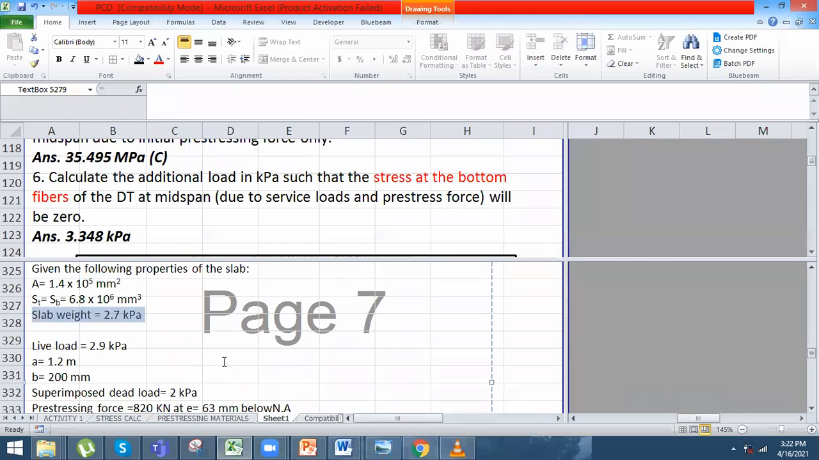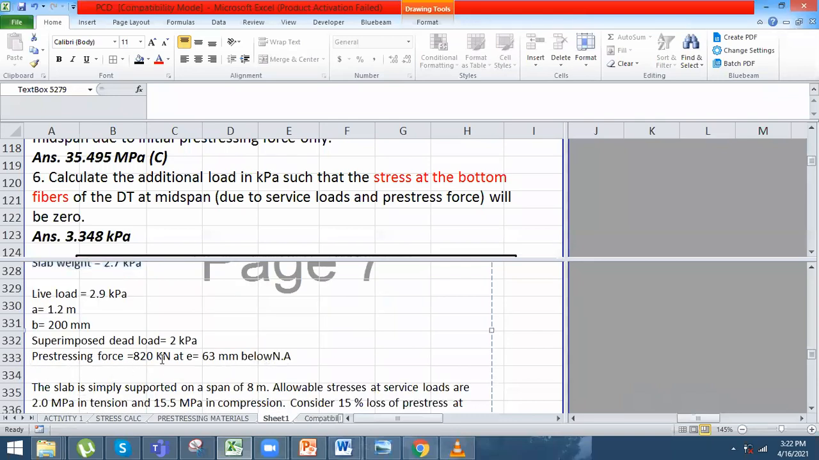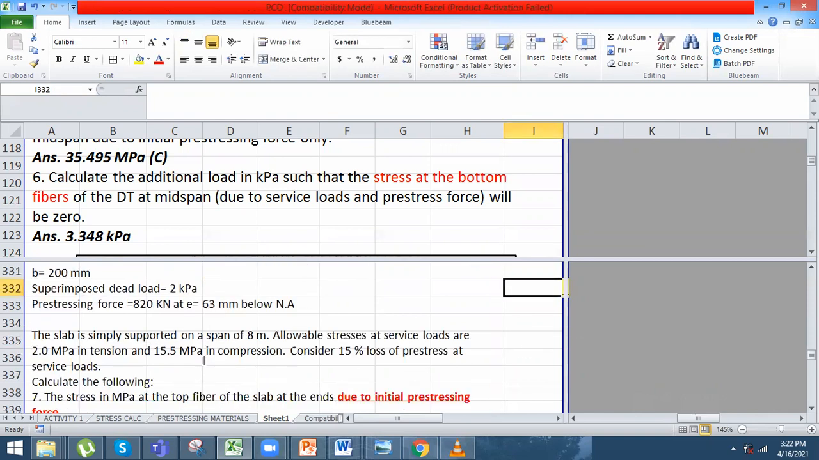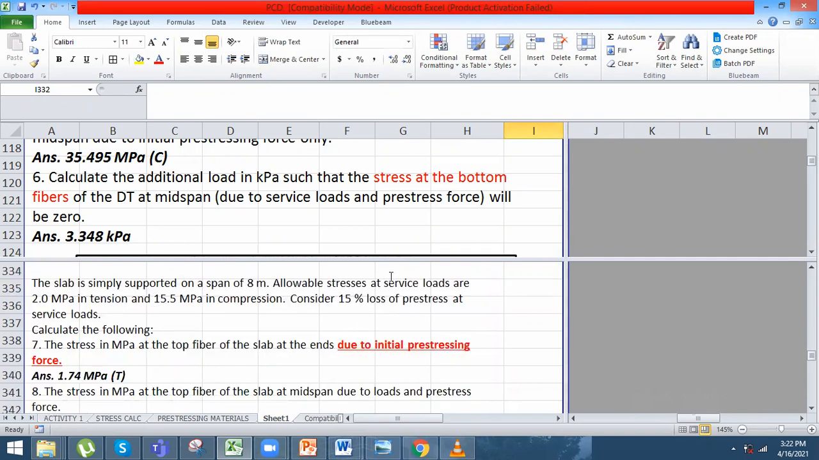Dead load computation. We have a pre-stressing force, 820 kilonewton. And there's an eccentricity e na 63 millimeter below the neutral axis. As per problem, it is simply supported on a span of 8 meters. Allowable stresses, may binigay siya na allowable stresses para hindi sumagad yung capacity. At service load, 2 megapascal lang daw ang allowed sa tension and 15.5 megapascal sa compression. At pinapakonsider niya yung losses which is 15% at service loads.